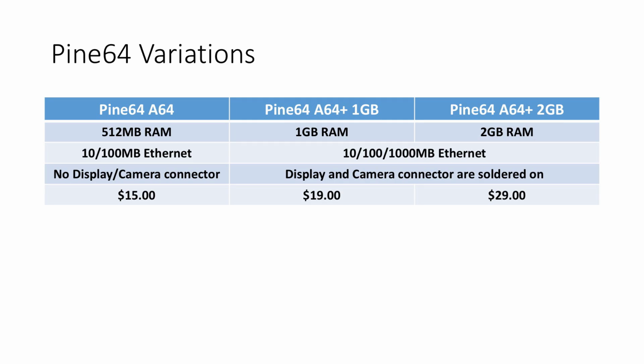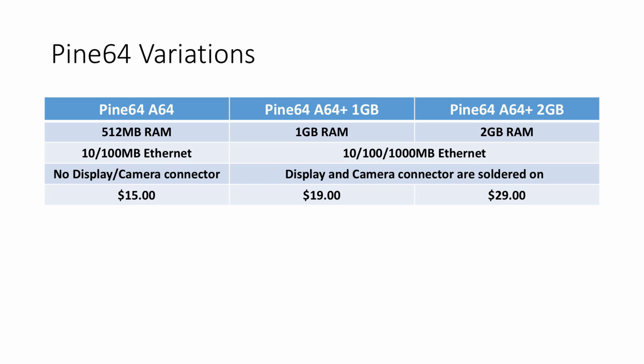There are actually three variations of the Pine A64. You have the base A64, and then there are two versions of the A64 Plus. With the base model, you only get 512 megabytes of RAM and a 100 megabit Ethernet port, and you don't have any display or camera connectors. You'd need to solder them on yourself, but you get it at a relatively competitive price of $15. If you're willing to pay $4 more on top of the $15 price, you're getting gigabit Ethernet, a gig of RAM, and also the display and camera connectors. If you're willing to pay a solid $10 more than the 1 gig model, you get 2 gigs of RAM. In my opinion, the A64 Plus with 1GB RAM is the most optimal setup for the Pine A64 and the one I would buy.